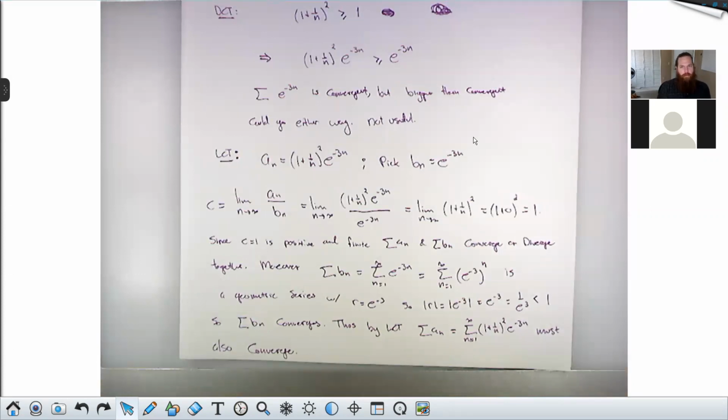We chose bn to be e to the negative 3n because I knew that this piece of the an's didn't really make a whole lot of difference, because as n gets bigger and bigger, this part goes to 1. So really the essential behavior of my series is coming from this piece. So I picked my bn to be that essential part. I calculate my limit of an over bn, and that comes out to 1. Since 1 is positive and finite, the two series have to do the same thing, converge or diverge together. And the series sigma bn is a convergent geometric series.